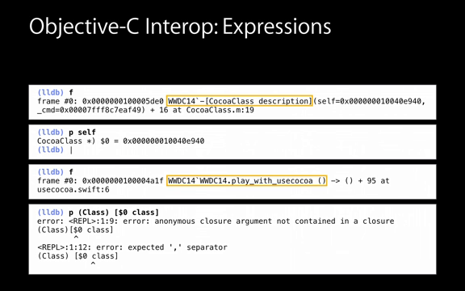Since we're in a Swift frame, the Swift compiler is trying to compile your expression with a Swift syntax. But that's not Swift syntax, that's Objective-C syntax. And so the compiler gets really unhappy, and it mentions things like "anonymous closure argument not contained in a closure." Okay, I must be doing something wrong here. Well, what's going on is you're trying to use the other language. And there's a way for you to do that.